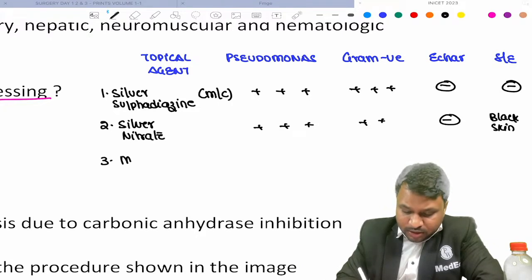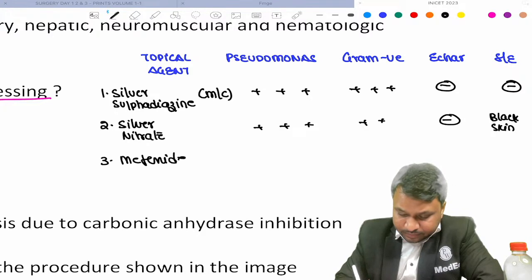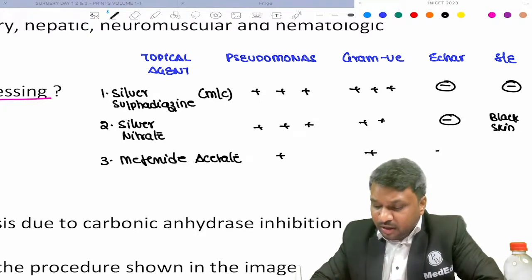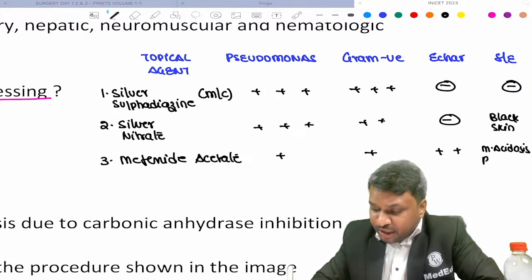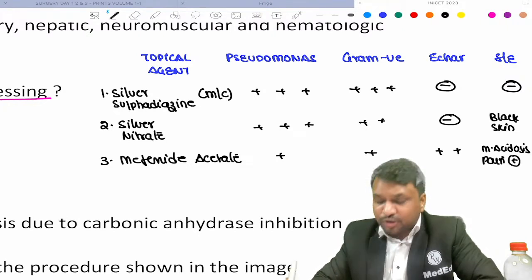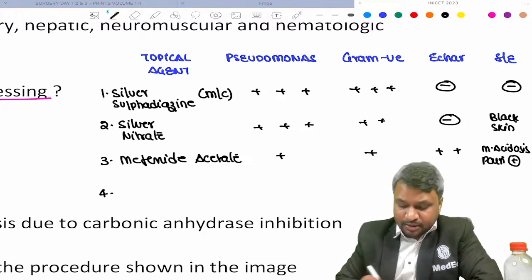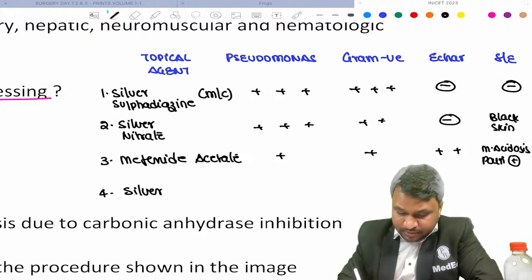Then you have the question that is your mefenide acetate. Mefenide acetate has a little action against these two, that is Pseudomonas and gram-negative, but can penetrate eschar, but results in metabolic acidosis, and it is extremely painful on application. So pain is aggravated. That's your mefenide acetate. The last one is going to be your silver sulfadiazine.